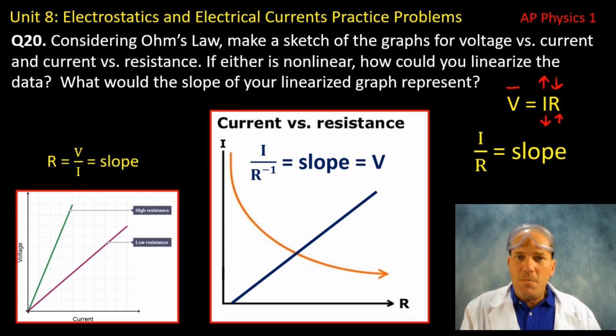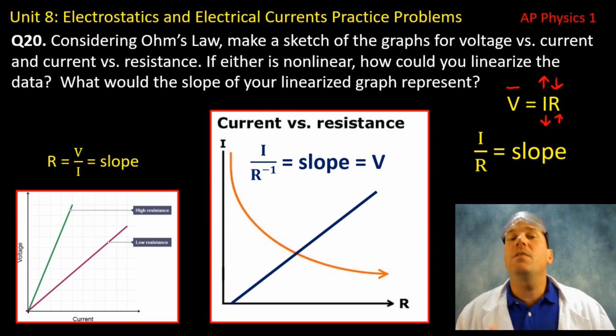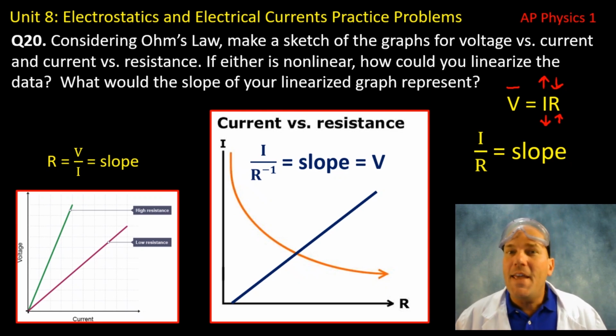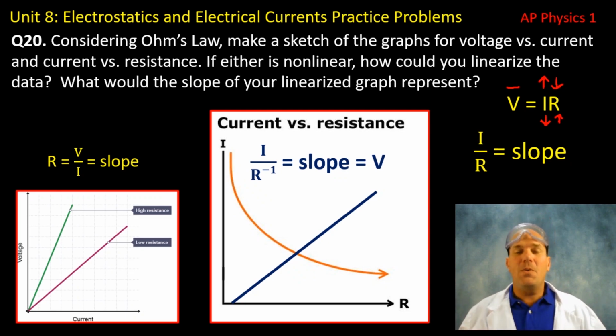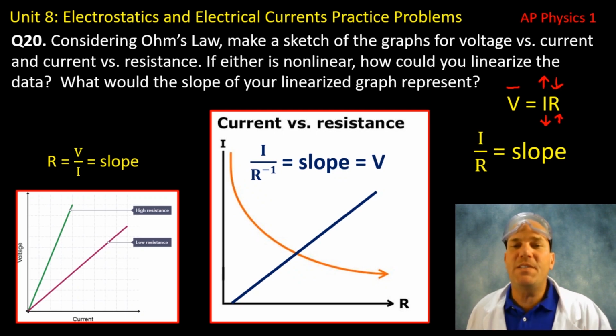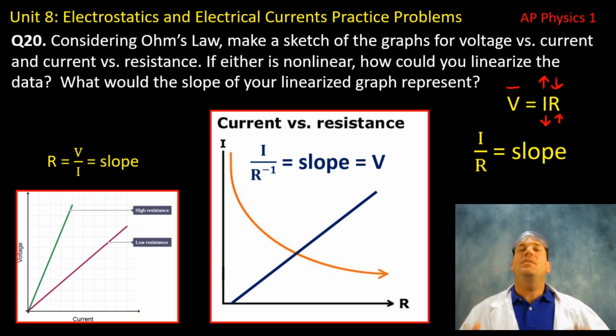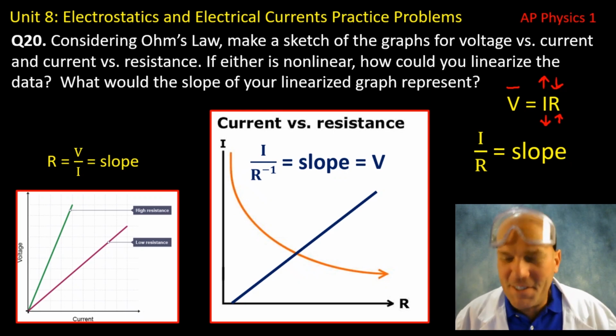What is slope? Change in y over change in x. In other words, the current over the inverse of the resistance. And guess what that equals? Voltage. So on a linearized current versus resistance graph, the slope is equal to the voltage or potential difference.